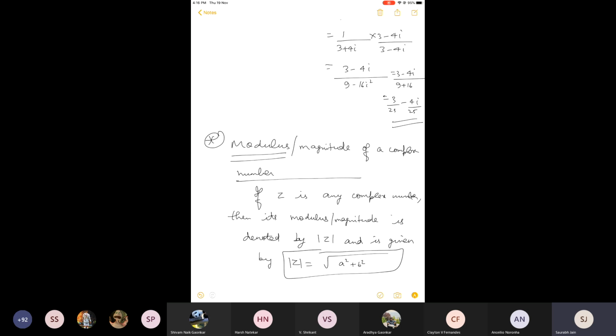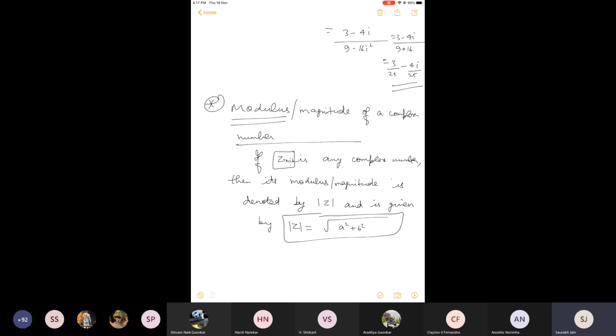And what are a and b? Actually, I have taken z as a complex number. You can write z equals a plus iota b. If z equals a plus iota b is any complex number, then its modulus is denoted by mod z, and its value or formula is given by under root a square plus b square. So what are a and b?